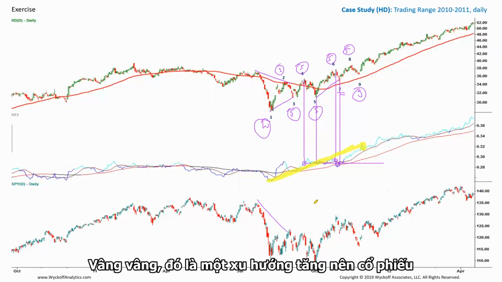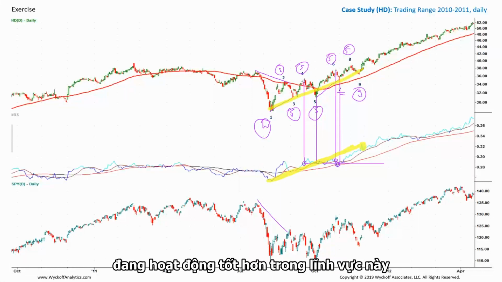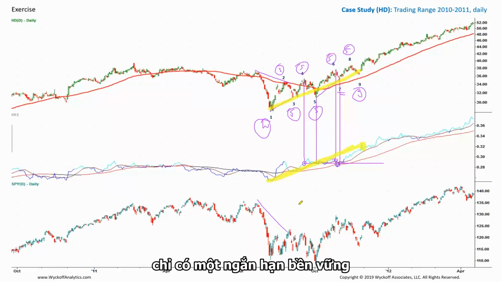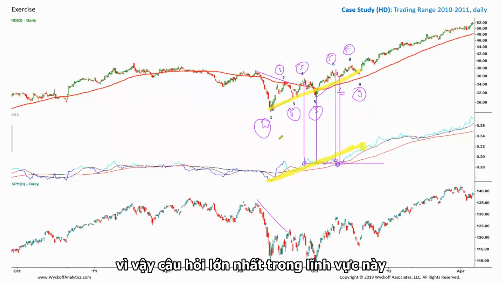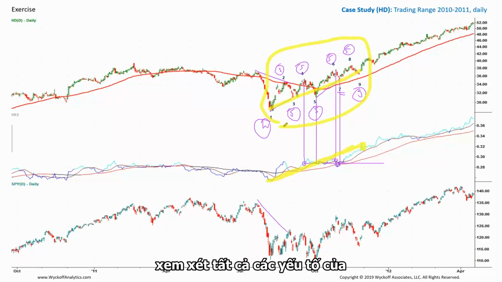It's an uptrend. So the stock is outperforming in this area everything that the market throws at it. There's a sustainable short-term uptrend of the relative strength line and a sustainable uptrend already of the price. We just have not overcome the long-term resistance. So the biggest question in this area, looking at all of the elements of strength, is what it means for how we look at institutional participation. Are they present? And if yes, are they buyers or sellers?